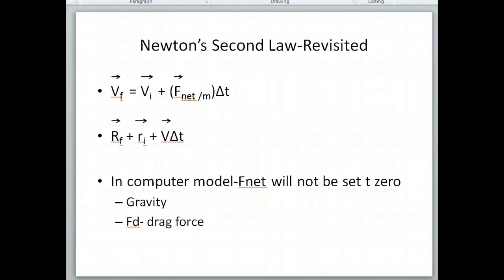However, this time in Newton's second law, our F-net will not be set to 0 as it was in our constant velocity lab. This time we'll be taking a look at the effects of gravity and the force of drag on our model.